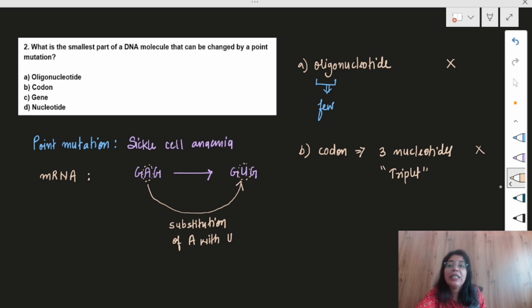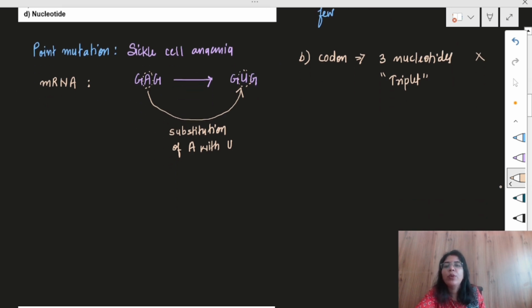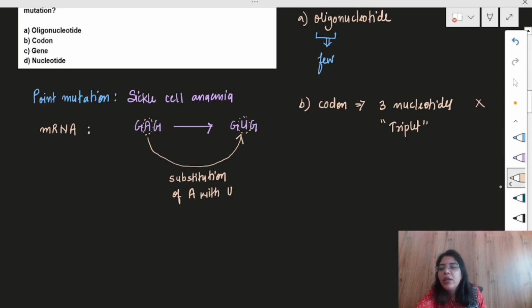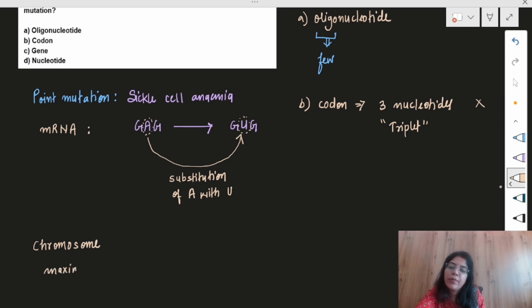Then let's talk about gene and nucleotide. Before that, I will tell you one hierarchy. You can say the maximum organized unit of your genetic material is the chromosome. Correct or not? Packaging of your genetic material is highest at the chromosome level, right? So this is maximum organized. If I want to write something a little less than chromosome, I can write chromatin. Correct or not?